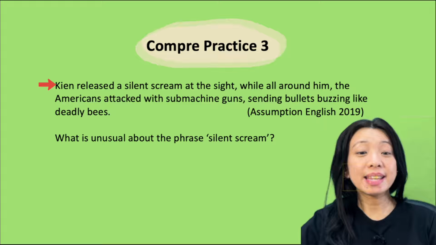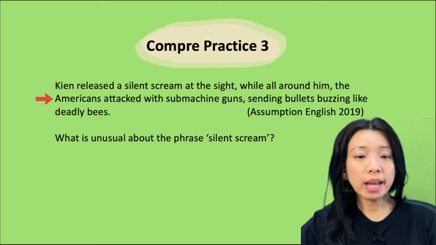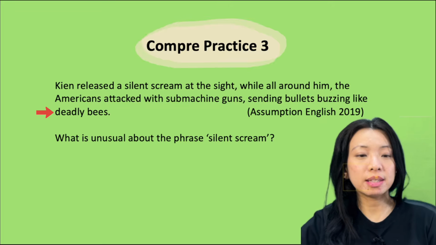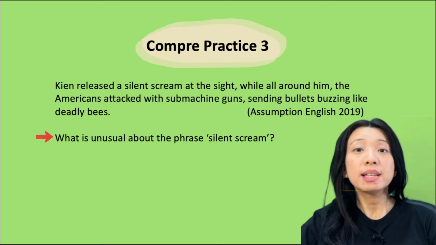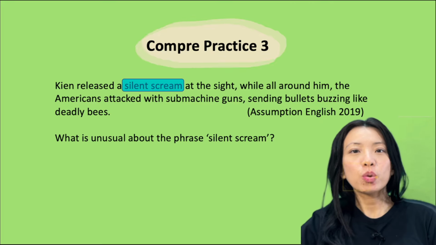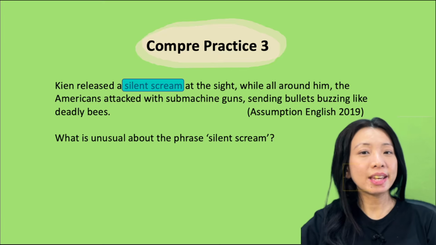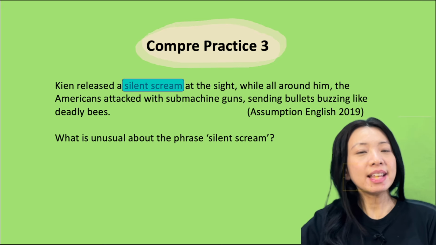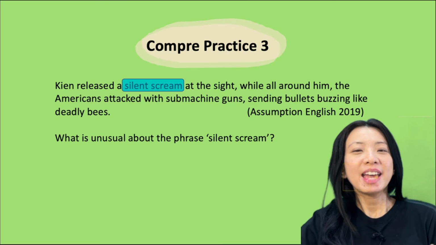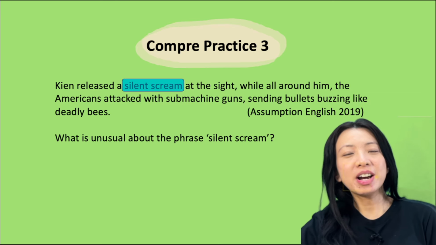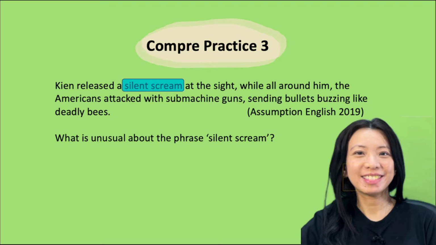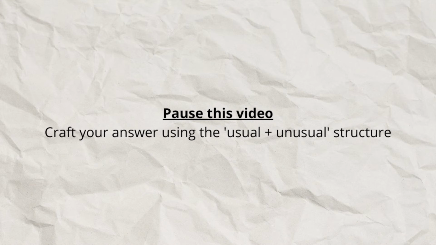Kian released a silent scream at the sight, while all around him, the Americans attacked with submachine guns, sending bullets buzzing like deadly bees. What is unusual about the phrase silent scream? So we need to focus on this phrase, silent scream. Once again, I'd like you to pause this video. Think about what is usual and unusual about this phrase. Craft your answer and share your answer with me in the comment box below.